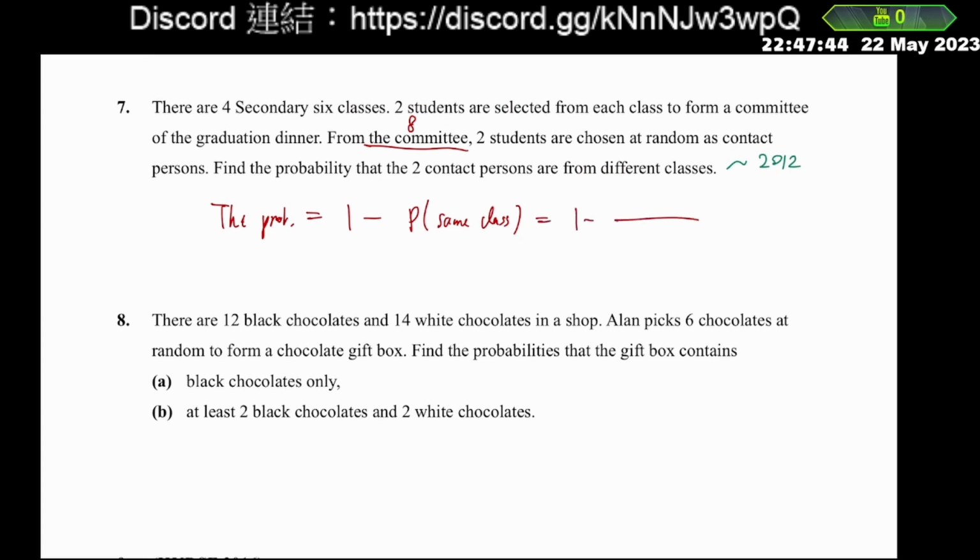So we try it. For the same class, the choice will still be 8C2, because 8 from everything, and then choose 2. But if they are from the same class, then it can be from the 4 classes, either class A, class B, class C, or class D. So the only possible number of ways for the same class is either A or B or C or D. Therefore, only 4 choices. So this will be the result: 1 minus 4 over 8C2, and that is 6 over 7.